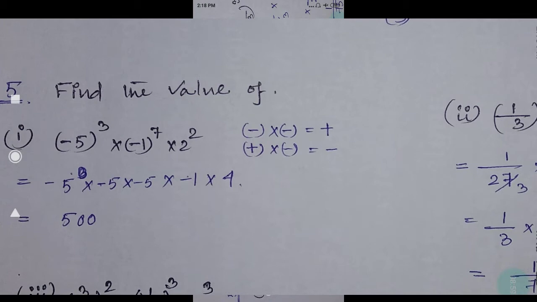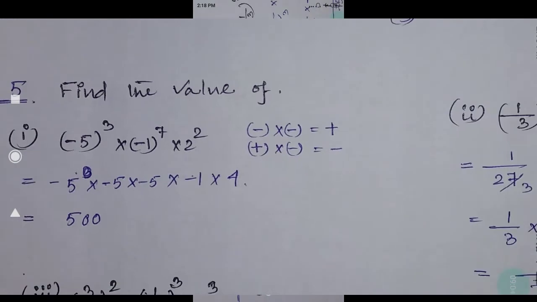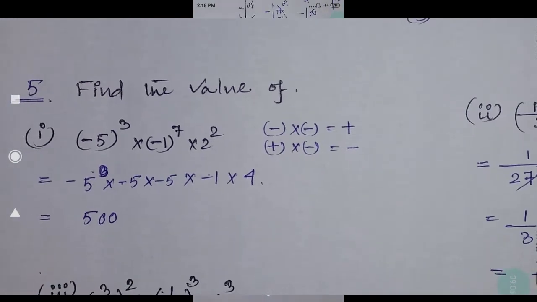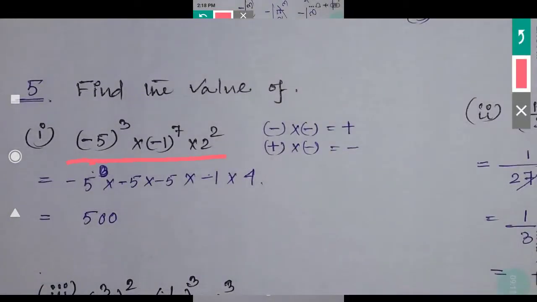Okay, so now see question number 1. It is given minus 5 cube, minus 1 power 7, 2 square. Minus 5 is given, and the power outside it is 3. Is it an even number or odd number? 3 is an odd number. I have told in the previous video that if you have any negative number and the power is odd, then it will always be negative. That means this minus will come outside, and then it will be 5 cube only, like this.